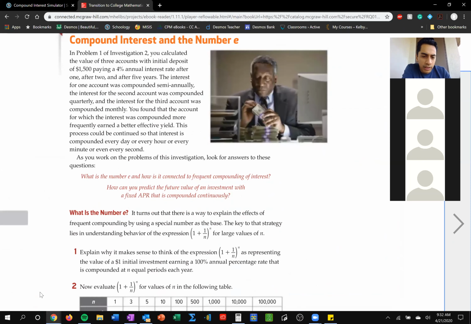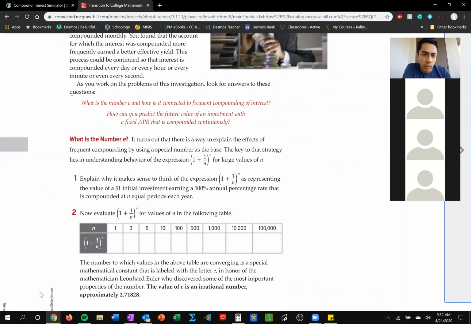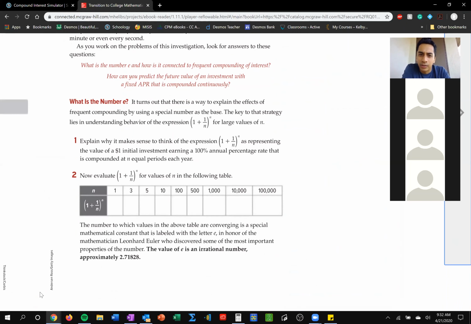All right, so the key questions here for us are to find out: what is the number e, and how is it connected to frequent compounding of interest? We're going to spend some time understanding where e comes from. And then, can you predict the future value of an investment with a fixed APR that is compounded continuously? Eventually, understanding e allows us to generate a new formula, and then we can use that formula if we ever encounter a situation where we're compounding continuously.